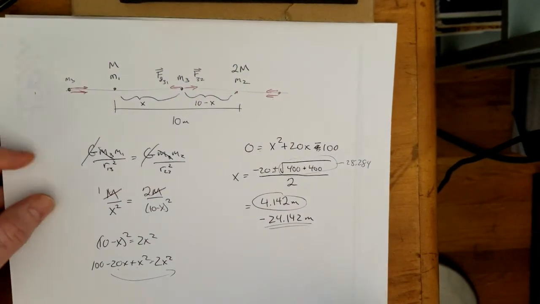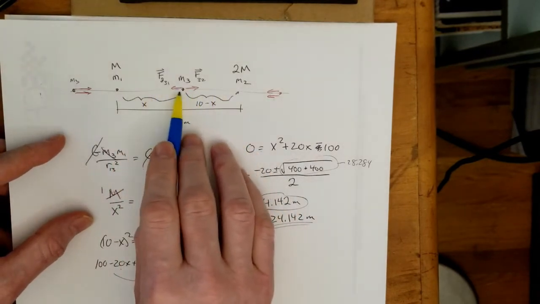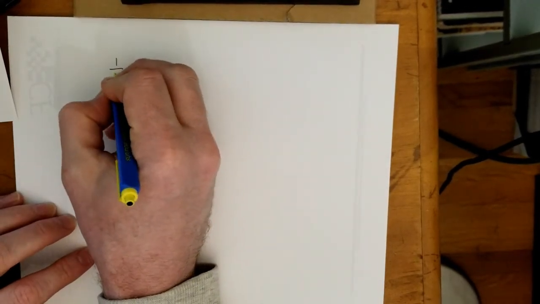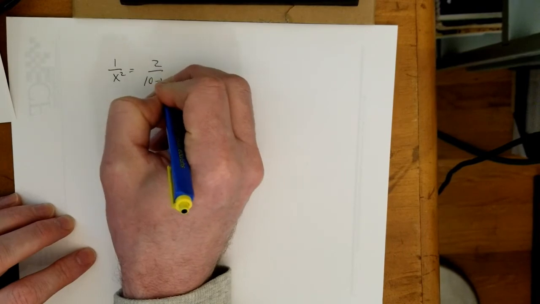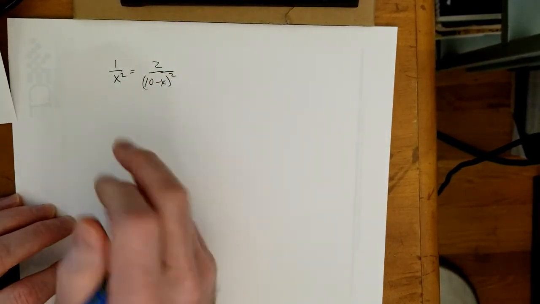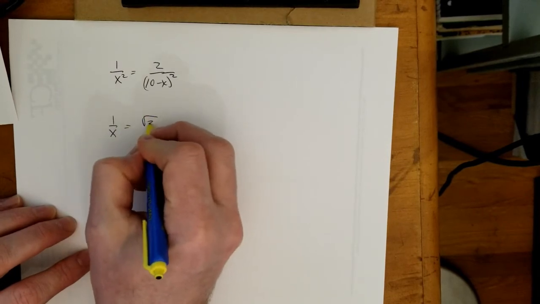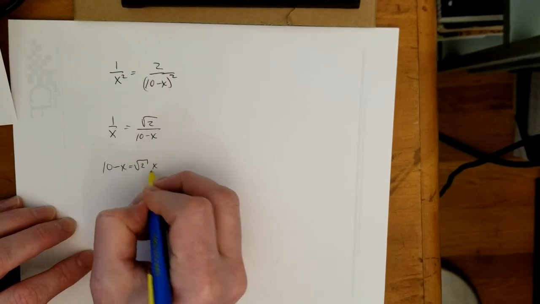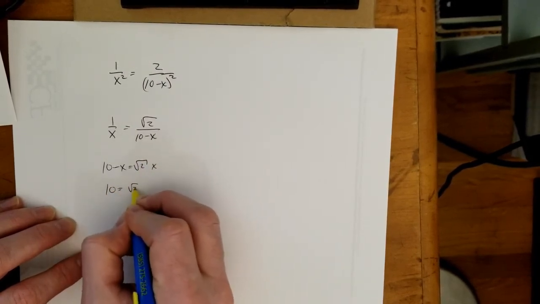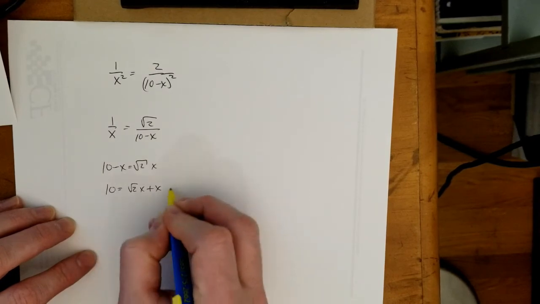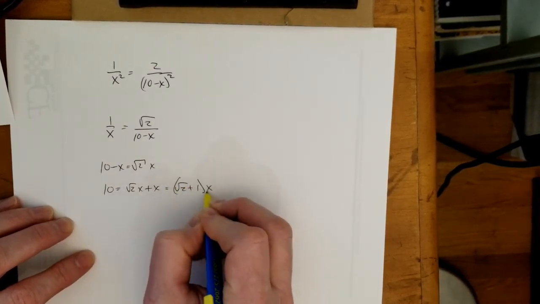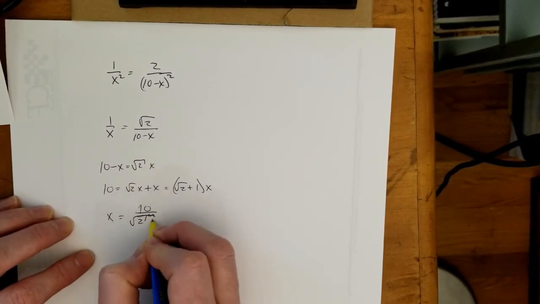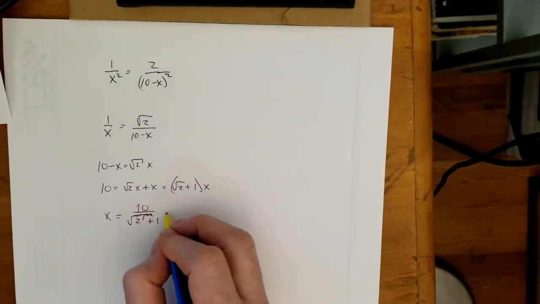So a different way of doing it, if we actually identified the correct region, we know it's going to be in the middle, then we could have also solved it differently. So I had 1 over x squared is equal to 2 over (10 minus x) squared. If I take the square root of both sides, I get 1 over x is equal to the square root of 2 over 10 minus x. So 10 minus x is equal to the square root of 2 times x. 10 is equal to square root of 2 x plus x, which is square root of 2 plus 1, times x. So x should be 10 over the square root of 2 plus 1. The 1 is not under the radical.